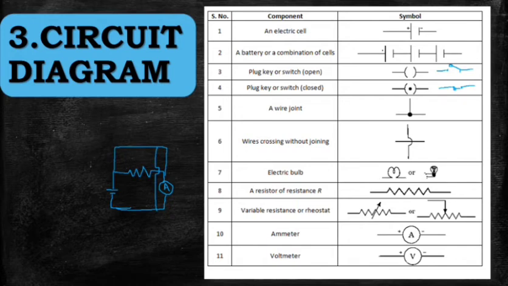Electric bulb will be shown as this. The resistor will be always a simple heartbeat. This will be a resistor. This is a variable resistor. This is a kind of resistor where the value of resistors can be changed according to our convenience. This is emitter, this is an emitter, and this is a voltmeter.